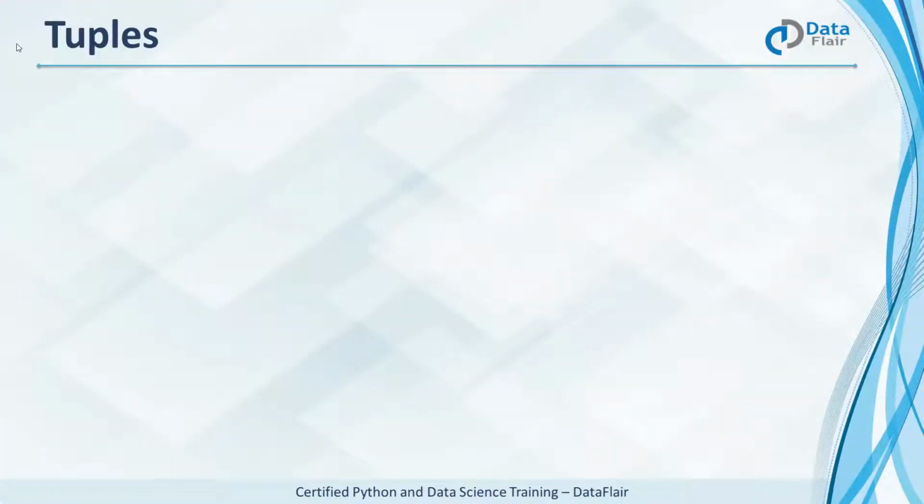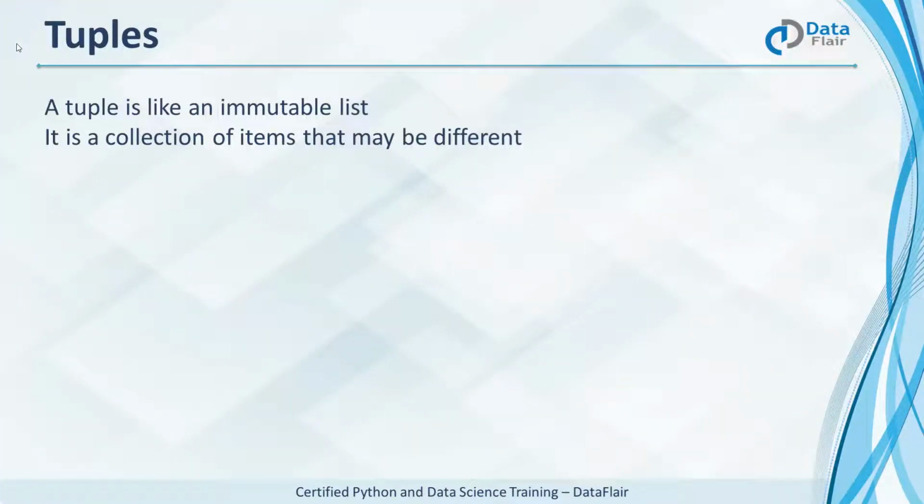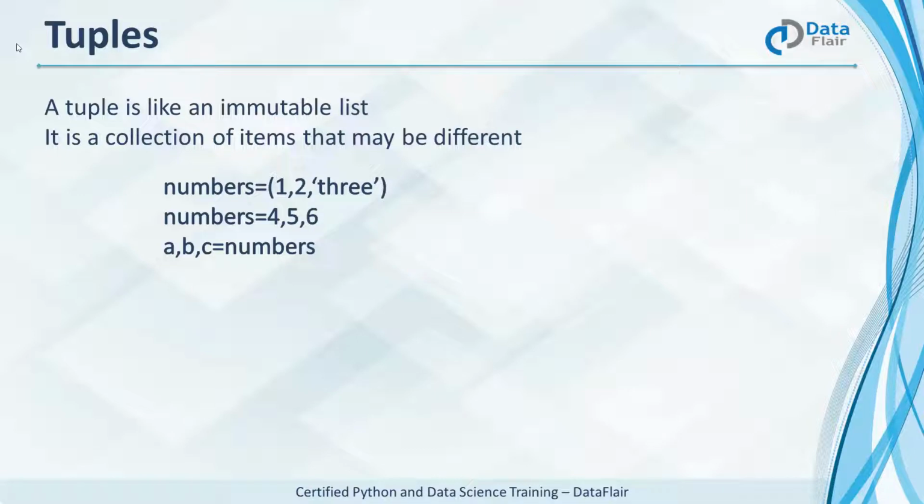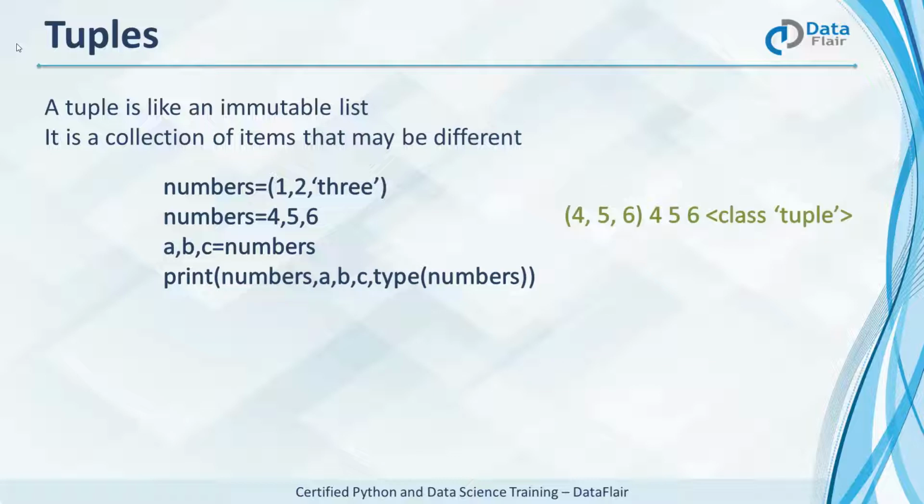Tuples. They are like lists but immutable. We have a tuple of 2 integers and 1 string. We can reassign it to hold this tuple 4, 5, 6. This statement unpacks the tuple and stores the individual values into the variables a, b, and c. If we print all of this, numbers is the tuple 4, 5, 6, a, b, and c are the values 4, 5, and 6, and numbers is of the class tuple.